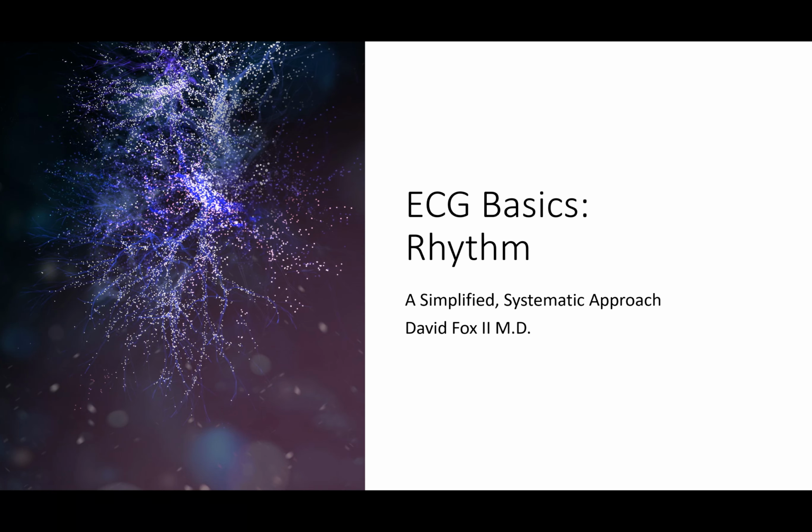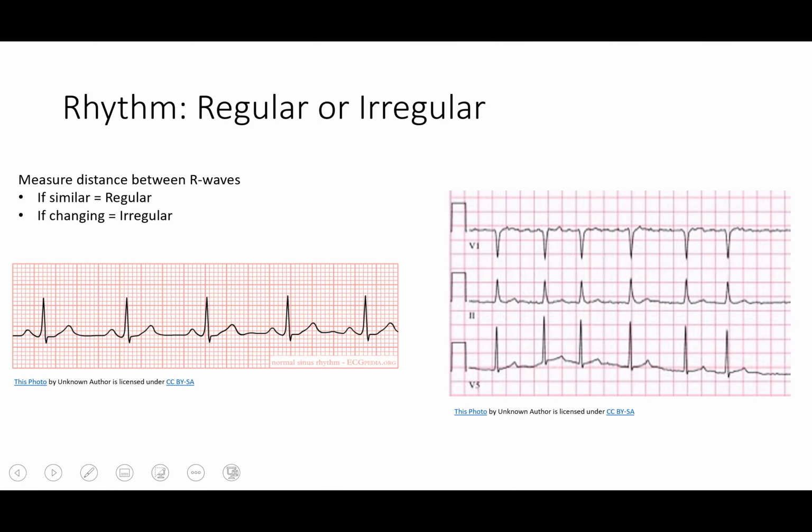So the last lecture we looked at the rate. This time we're going to look at the rhythm. If you remember, the 6 steps are rate, rhythm, axis, intervals, hypertrophy, and infarction. So this is 2 out of 6 parts that we're looking at.